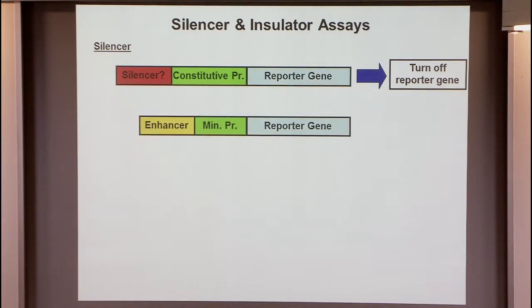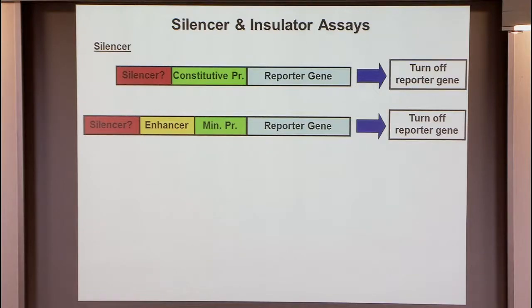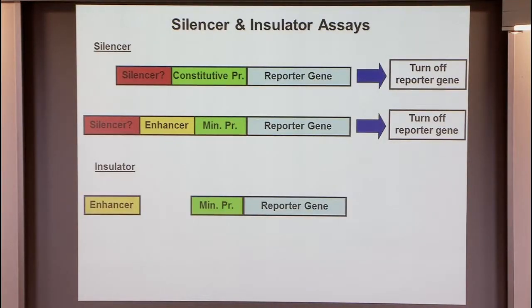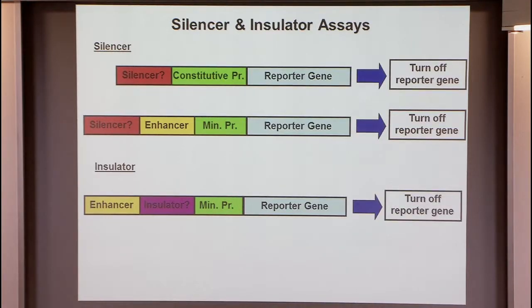Another way to look for silencers, just like the other vector that I showed you, enhancer, minimal promoter, reporter gene, but you put a silencer here, and again, does that reduce enhancer activity? So these two things are used usually for silencers. It's harder to see something that gets turned off versus something that gets turned on, and that's one of the reasons enhancers are much easier to find and more looked at. Insulators, same thing, minimal promoter, reporter gene, enhancer, and the thought is you have an insulator here that will not let your enhancer bind to this minimal promoter and turn it on, and then you're looking for turning off gene expression. Clear so far?